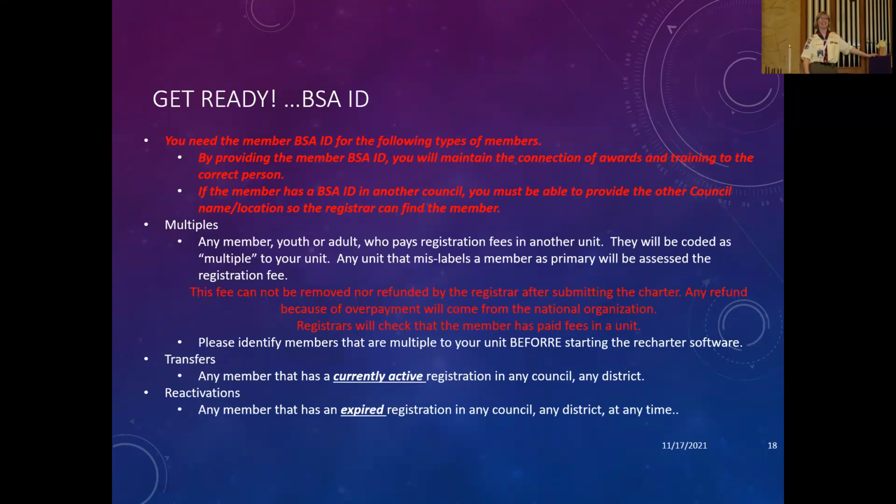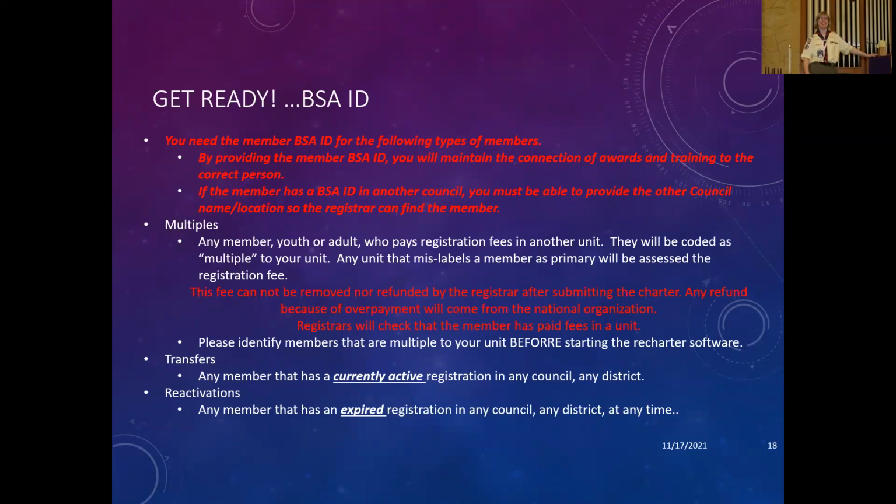You need the member BSA ID for these following types of members. By providing an already existing member ID, you will maintain the connection of awards and training to the correct person. If the member has a BSA ID in another council, you must be able to provide the other council name or location so the registrar can find that member and get their information brought over to the Quivira Council.